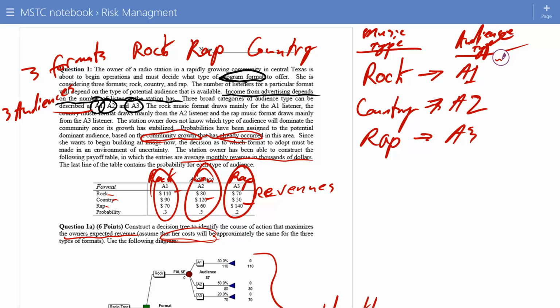So audience 1 typically affiliates with rock, audience 2 country, and audience 3 rap, and they all have different higher view rates. And the view rates or the dollars are based on revenue in thousands of dollars, revenue based on each type of listener, and this is advertising revenue.